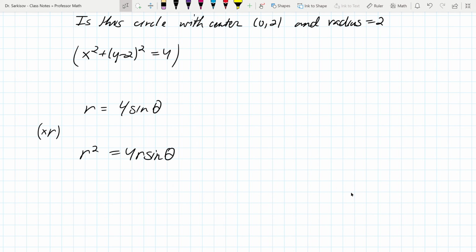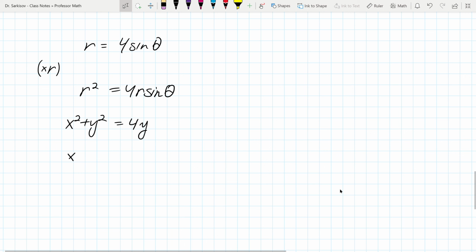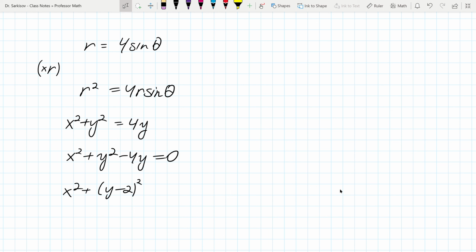And what's nice about this is because r squared is actually, remember, x squared plus y squared. My 4 what? r sine theta is 4y. Remember that? And so what happens is if I simplify this further and complete the square, x squared plus y squared minus 4y is equal to 0. Okay, x squared plus a what? Completing the square, this is y minus 2 squared minus 4 equals 0. And you do end up with x squared plus y minus 2 squared is equal to 4.